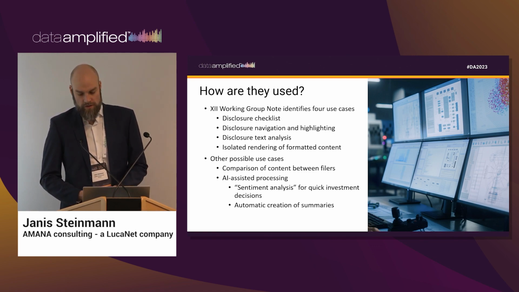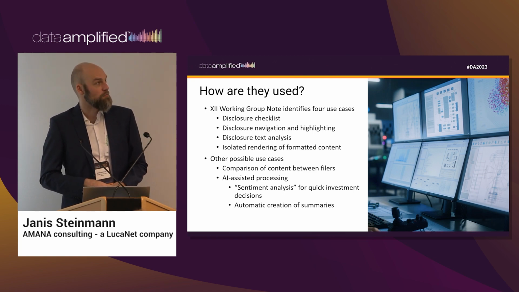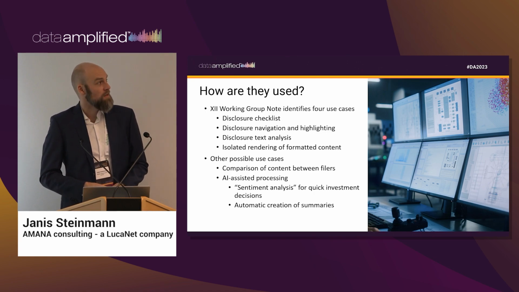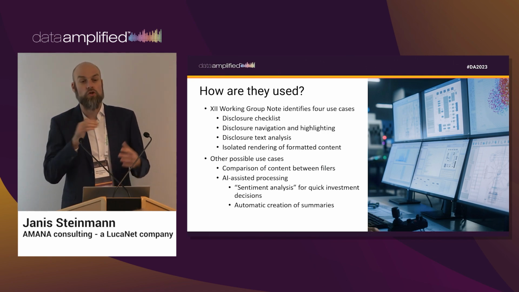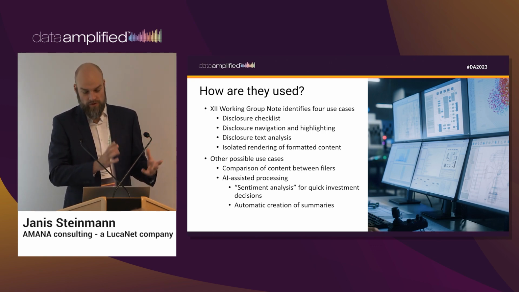I know Paul and Richard are working on a working group note that has 4 use cases identified for this. The first one would be a simple disclosure checklist where you can use the text block and say, okay, this tag has been tagged in this report, period, right? For that, it doesn't matter what the content is actually. The second would be what is called disclosure navigation and highlighting. Then you would go, okay, this has been tagged in this report, and please show me where it is in the report. And you just highlight the content in the original layout of the report, right?